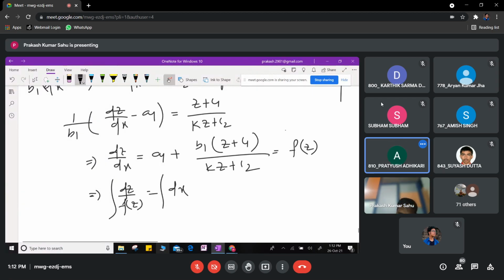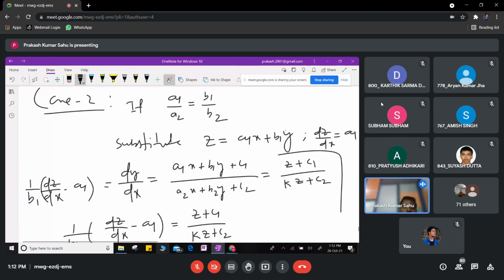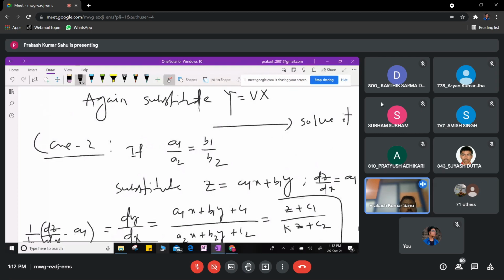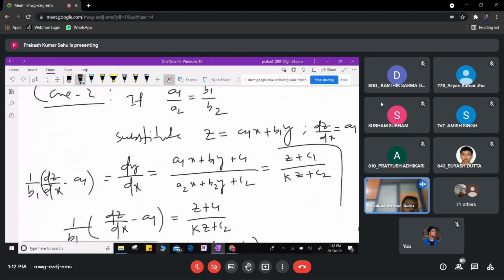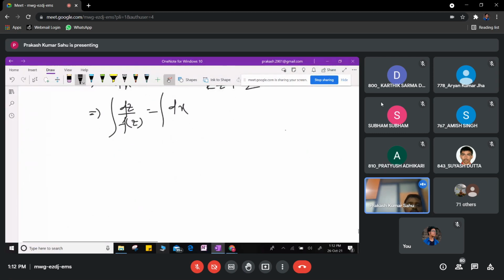What? k. Yes. So here, look, your ratio a1/a2 is equal to b1/b2. Okay, a1/a2 is equal to b1/b2. You see this, a1/a2 is equal to b1/b2. Okay, if these two are the same, then the ratio comes here, so a1x plus b1y.